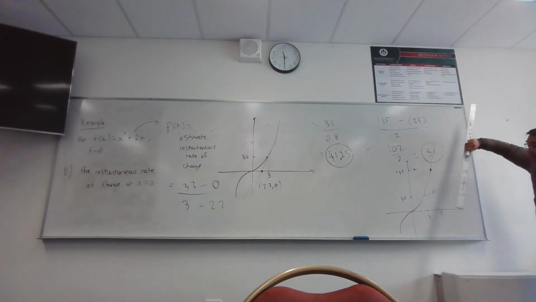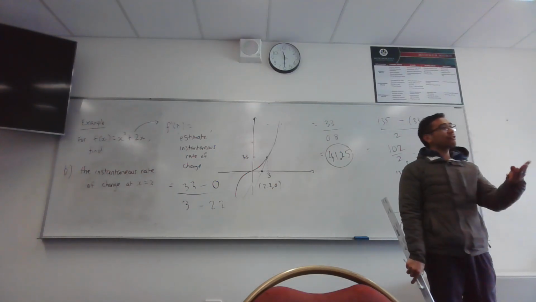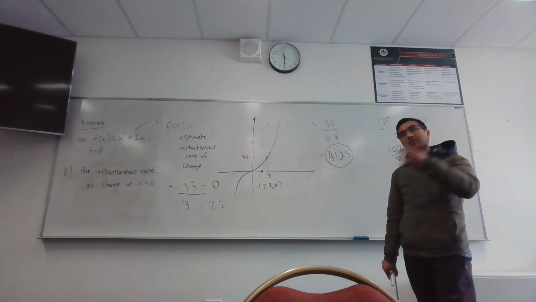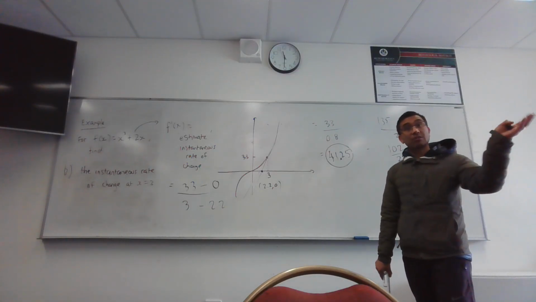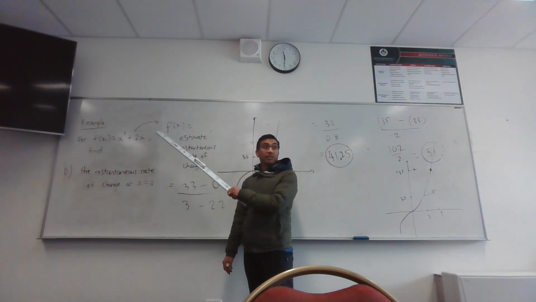41.25. Different. It's asking rate of change. Different definitions. This is only for one exercise. Later on, we're going to get into this weird stuff over here where it's really quick. And I'm not going to do that today.